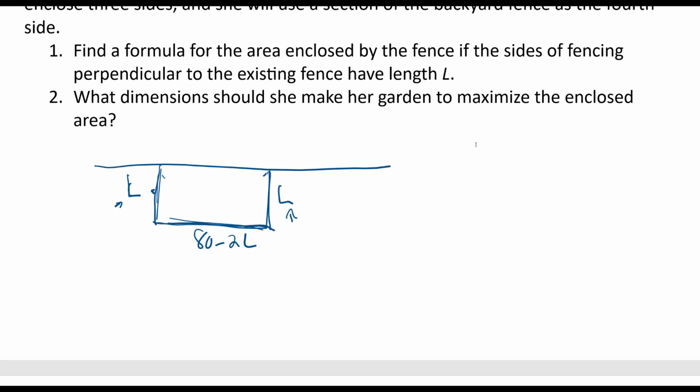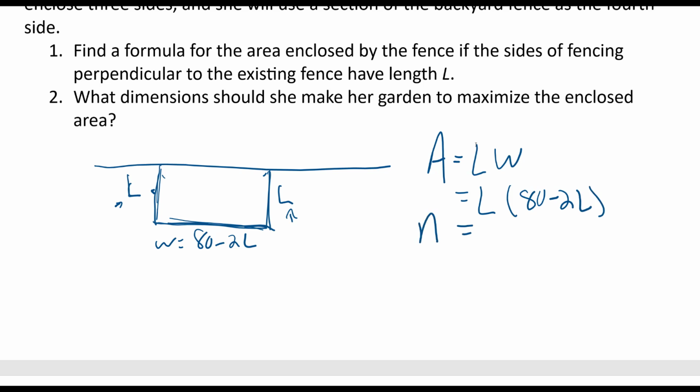So find the formula for the area. Area is going to be equal to length times width. And so we have L for length, and then this must be the width. So length times 80 minus 2L, or area is equal to 80L minus 2L squared. Area is a function of just L: negative 2L squared plus 80L.